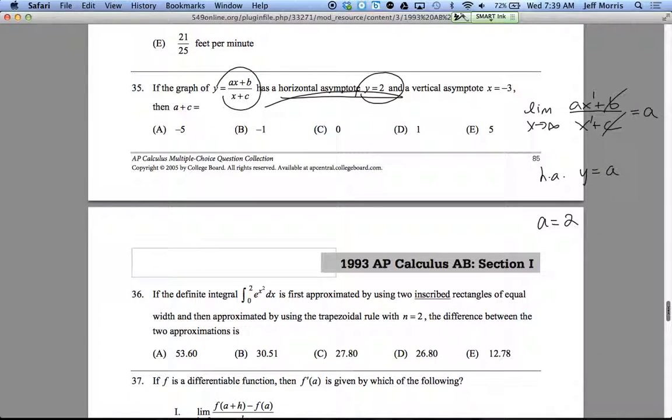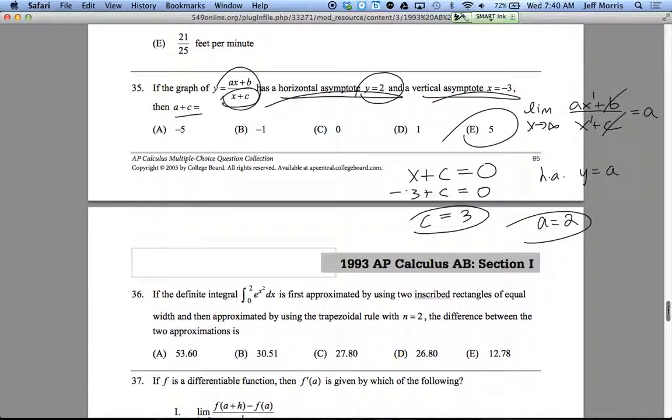Now, the next one I think you guys would get. Vertical asymptote I'm not too worried about. When can you find the vertical asymptote? When the denominator equals what? 0. So x plus c has to equal 0. Well, what did they tell us the VA is? So that means x is what? So c equals 3. We now know a, we now know c. Now we can answer the question, what's a plus c? 2 plus 3 is 5.